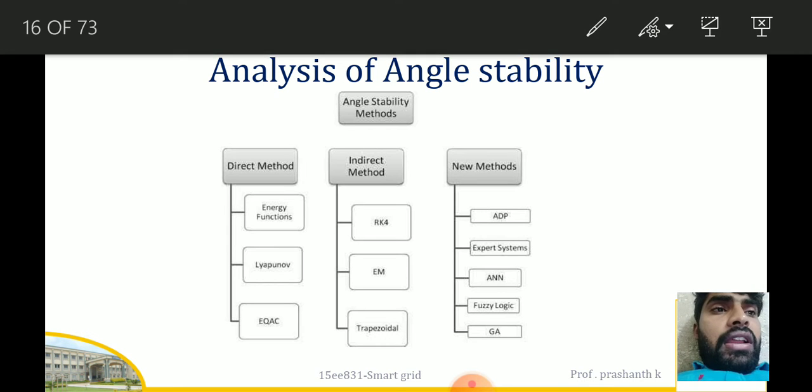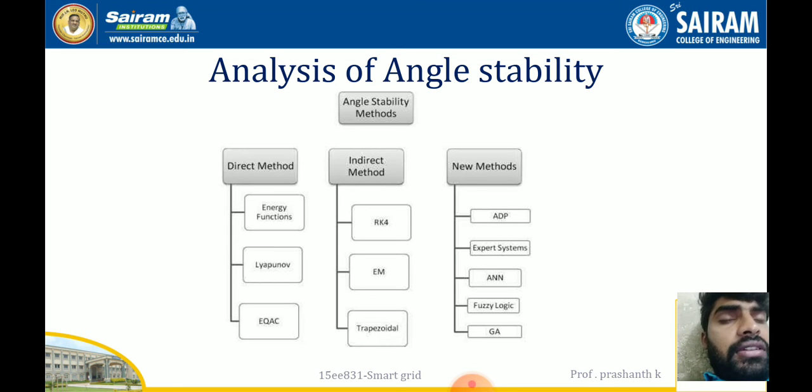Next, angle stability analysis techniques. We have three methods: direct method, indirect method, and new methods, right? So the direct method uses energy functions, Lyapunov and so on. In the direct methods, indirect methods we have RK14. These are the indications, like numbering, or some of the abbreviations we are giving. Indirect method: EM and trapezoidal.